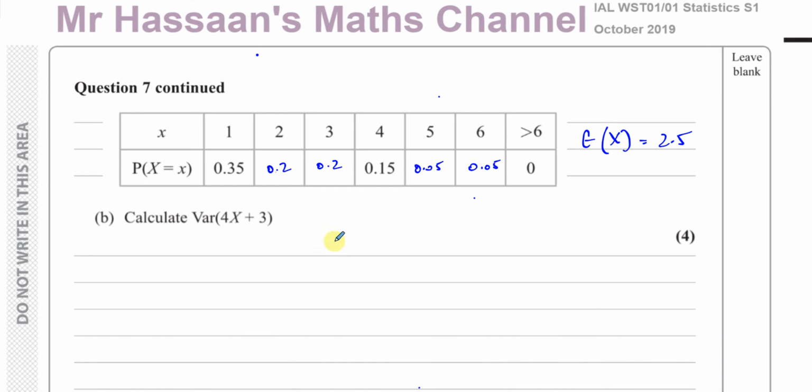Now, first of all, we're going to understand that the variance of a set of data is related to how spread out the data is. And the expected value of the set of data is related to the mean of the data. All right. So I'm just going to give you an example of if this was the expected value of 4X plus 3 as opposed to what we got, the variance of 4X plus 3.